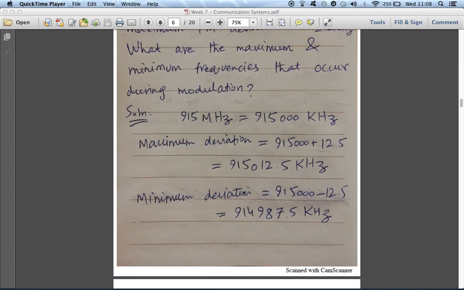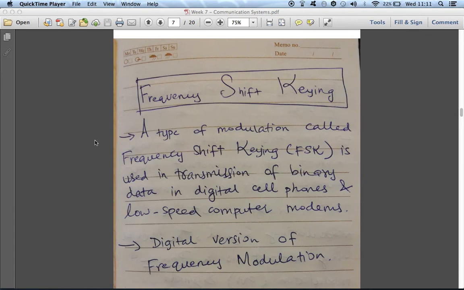What is frequency shift keying? It is the digital version of frequency modulation, and whenever the information signal is a digital signal and it is applied to the modulator where the carrier signal is also kept into consideration to produce the modulated signal, then the resultant signal will be a frequency shift keying signal.